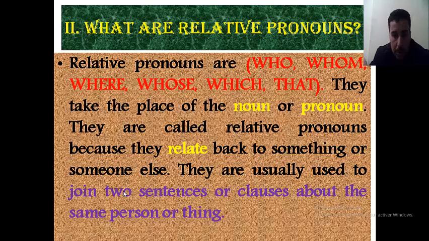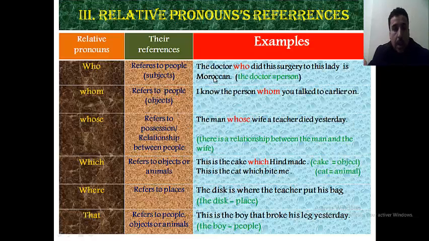They are usually used to join two sentences or clauses about the same person or same thing. They are used to join. What does to join mean? It means they attach two sentences or two clauses about the same person and the same thing. But each relative pronoun has its reference. Each relative pronoun has its own reference. For example, we have who. These are relative pronouns. Their references, what they refer to.